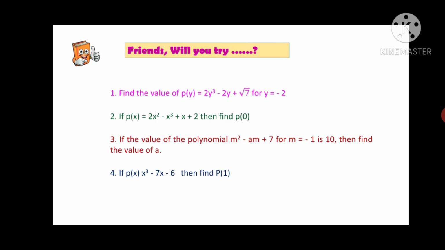If p of x is equal to x cube minus 7x minus 6, then find the value of p of 1, and find the value of p of m is equal to 2m cube minus 5m plus root 3 for m is equal to 2. So friends, these problems are easy, you can attempt them.